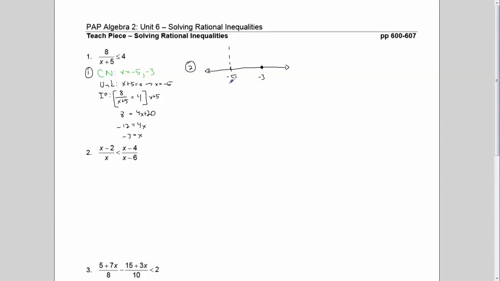And then finally we want to test some x values within each of these three intervals. So we'll do negative 6 over here, negative 4 here. We could do negative 2, but I want to choose something that's convenient. So I'm going to pick 3 because 3 plus 5 is 8, and 8 divided by 8 will be easy to solve. So I'm going to put a 3 there.